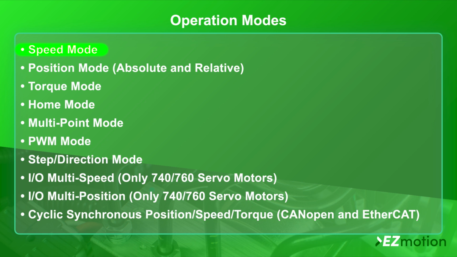Speed control refers to regulating the output speed of the motor by providing the desired speed parameter. Check out the other videos in this series for more information on the other operation modes.